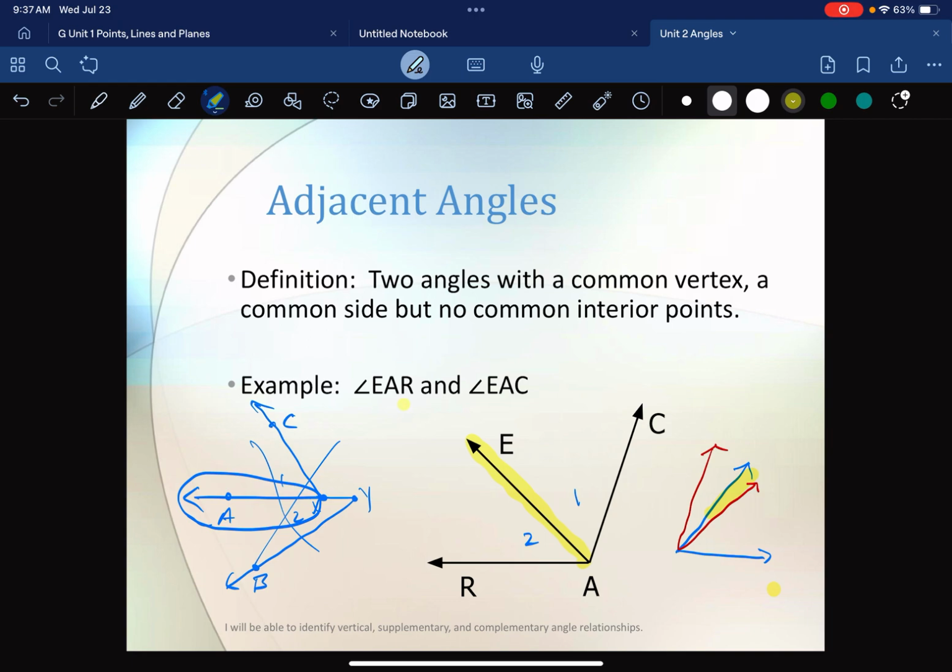So angle EAR and angle EAC, with EA being the common ray in this case, right? So notice how EA appears in both of these. Well, actually, I think the ray mark would go the other direction, wouldn't it? So like this. So ray AE is the common ray there. Okay?